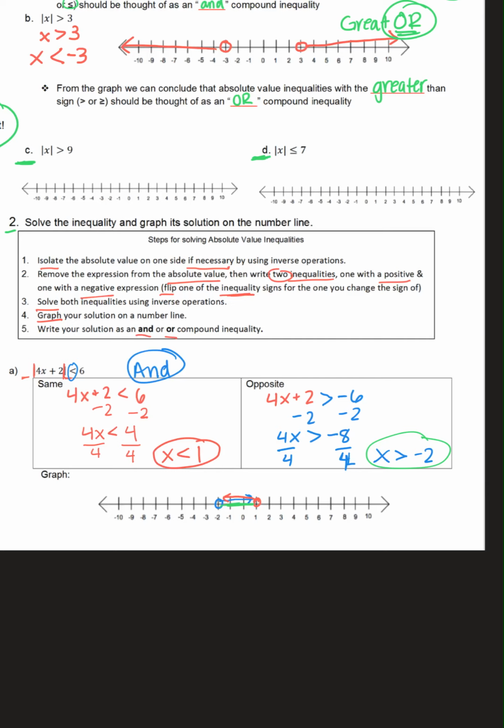that this is an and, so I can either write it as x is less than 1 and x is greater than negative 2, or I could write it as x is in between negative 2 and 1. Either one of these you can write. It does not matter. Pick one. Okay? All right, let's go meet me on the back once you got this.